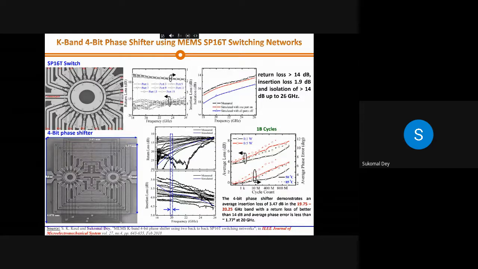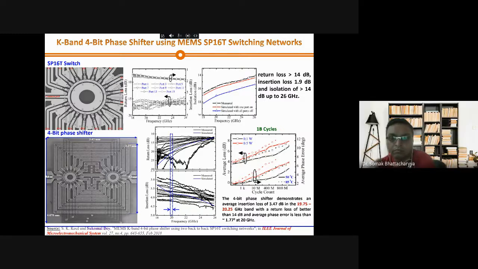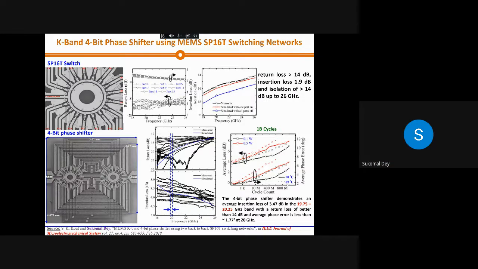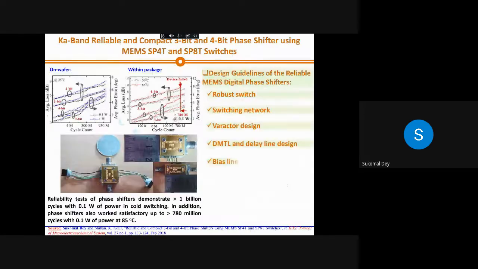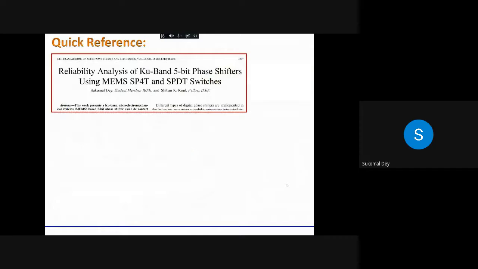At 25 degrees, or at room temperature, the device can work with 1 watt of power very nicely. Just as an example. So this is the thing. More details, including the temperature effects, were mentioned in a paper published in 2015 in TMTT. If you have some time, you can go through it. It describes how temperature affects the device performance. More details can be found in this.